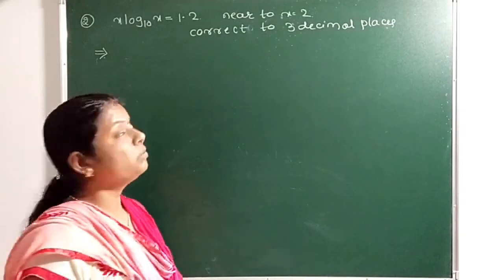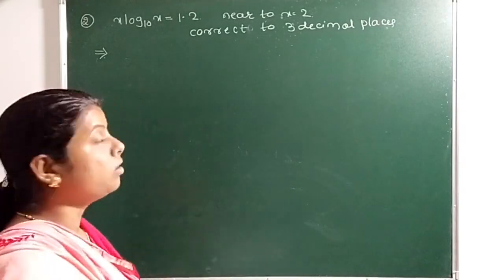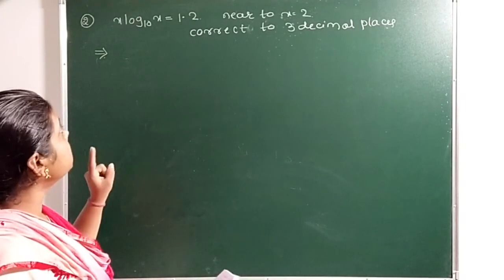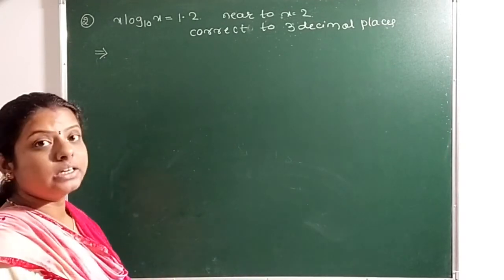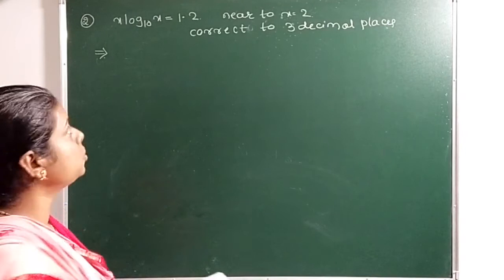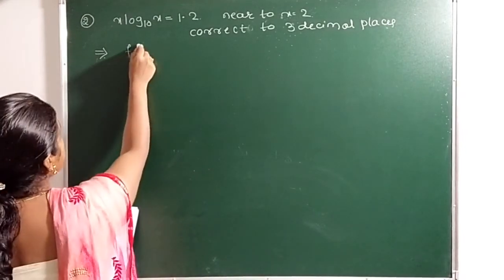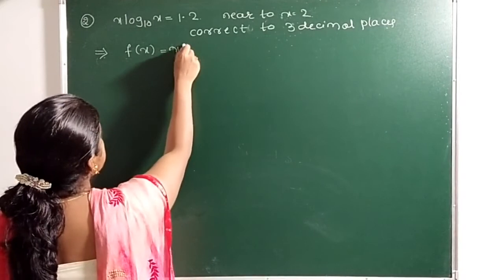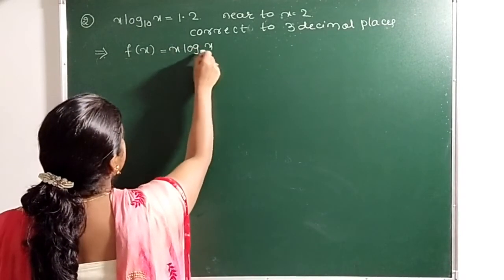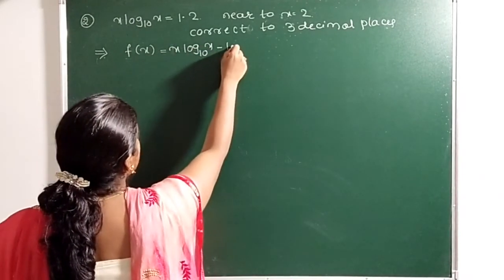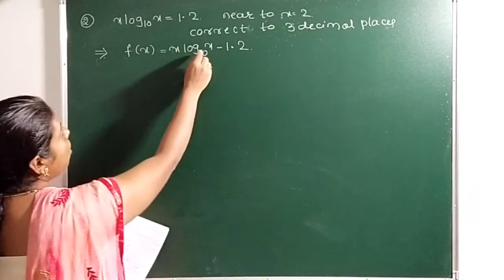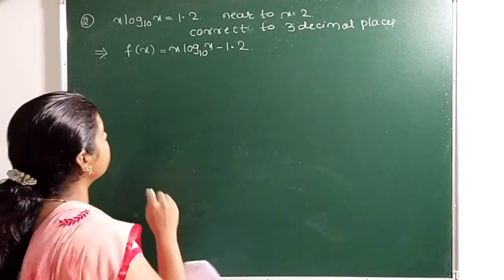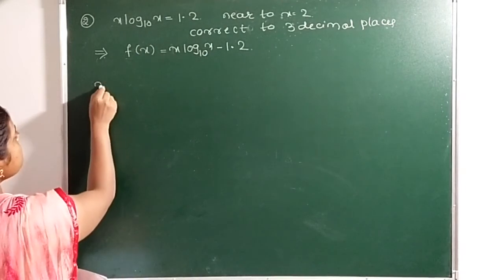Now we have to take a second example on the Newton-Raphson method. See here, x log x to the base 10 is equal to 1.2. This equation we have to consider as f of x is equal to x log x to the base 10 minus 1.2. Log to the base 10 means we can't apply the differentiation for this. What is the first iteration here?